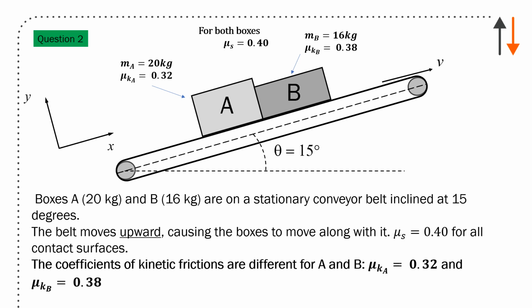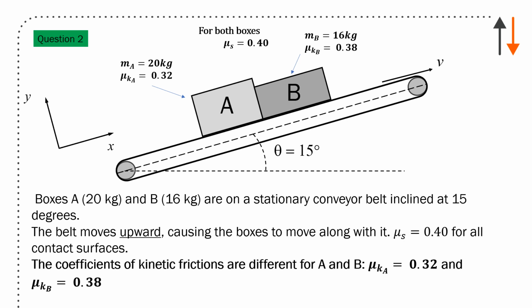This last one was a bit conceptually difficult. What we were doing here is we had two masses on a belt. For the first part, the static coefficient for both boxes was 0.4, the mass of block B was 16 kilos, mu KB equals 0.38, mu KA equals 0.32, MA equals 20 kilograms. Both blocks are on a stationary conveyor belt inclined at 15 degrees. You're given all that in the figure.